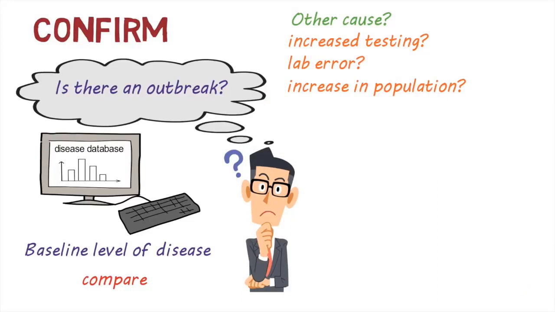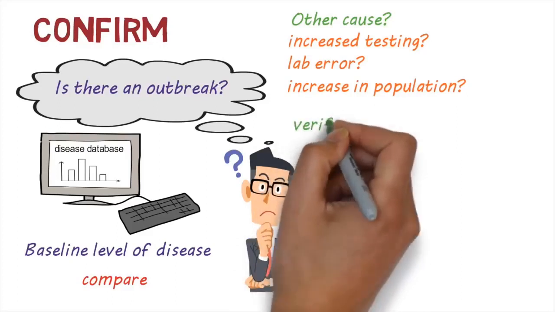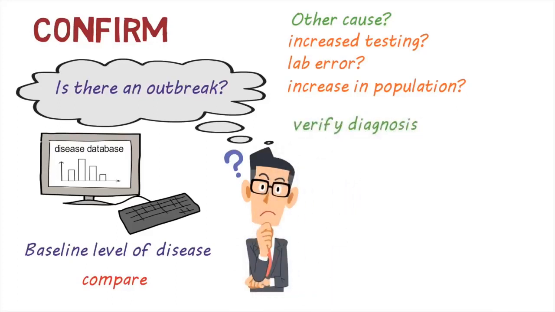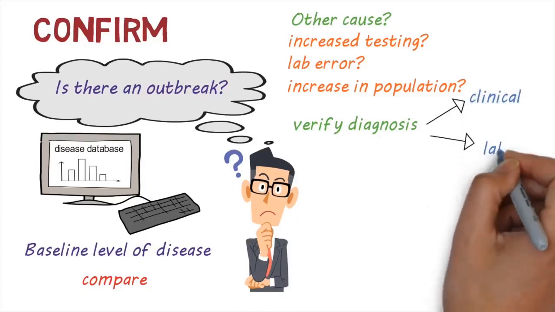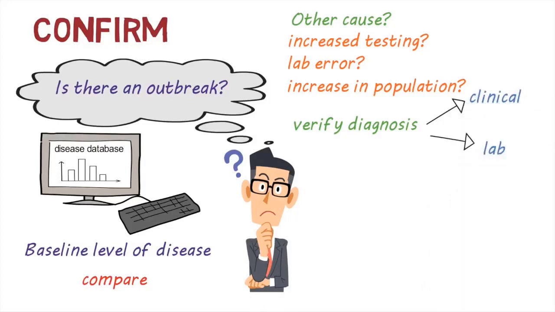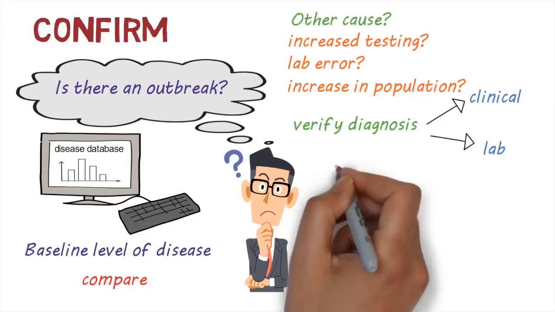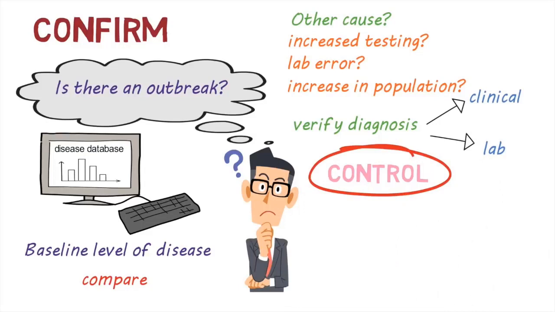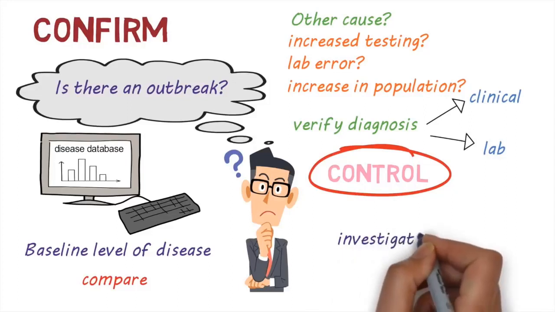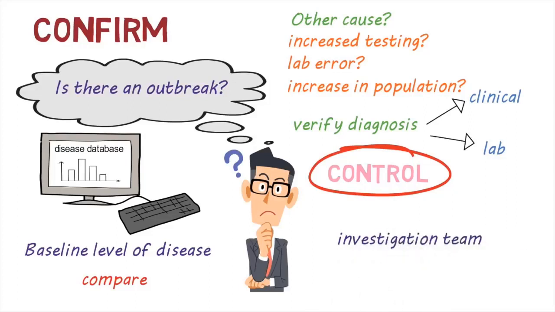To work out what's causing the outbreak and to help decide on the best control method, it's necessary to verify the diagnosis. This is usually done by reviewing the clinical and laboratory findings. Now at this stage, there could already be immediate actions that can be taken to control the outbreak, especially if the source and mode of transmission is known. To proceed with the outbreak investigation, it may be necessary to get a team together. The size of the team will depend on the nature of the outbreak.